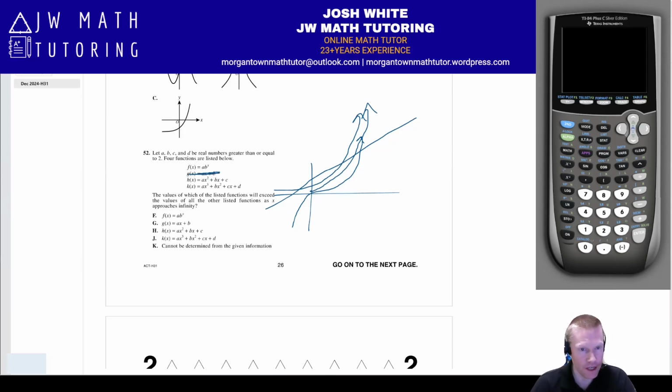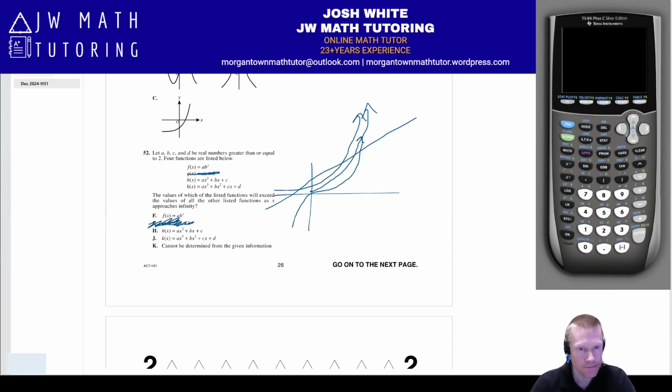Also note, it tells us A, B, C, and D are all real numbers greater than or equal to 2. So there are no fractions. If there were fractions less than 1, that would change these graphs, and if they were negative, things would reverse and go down to negative. Since they're all positive, we know the general shapes look like what I've drawn on the screen. So the linear is out. It should make sense that all these other ones are going to have greater values than the linear.